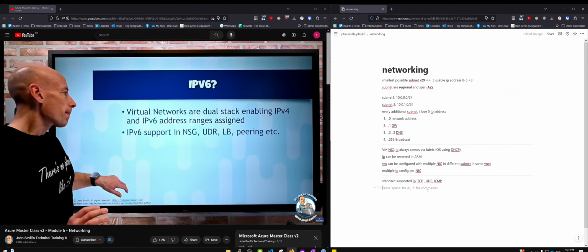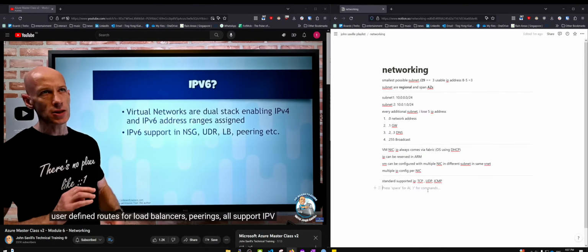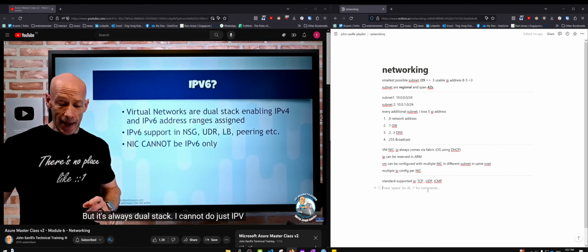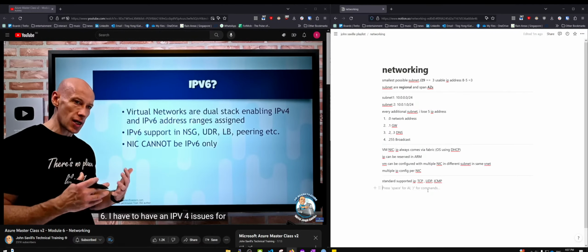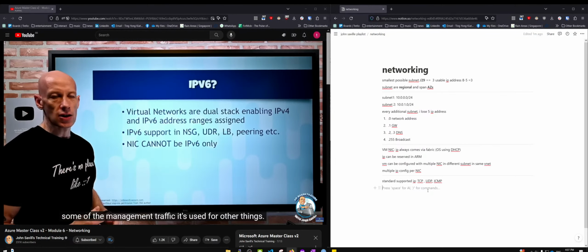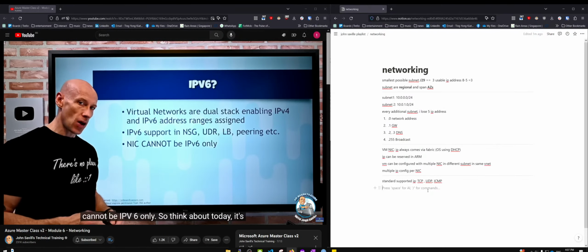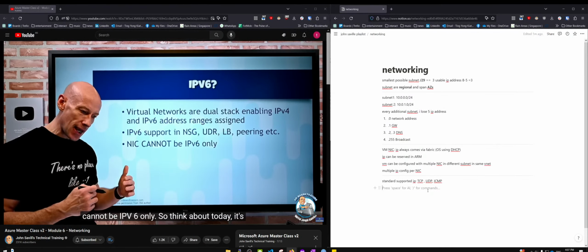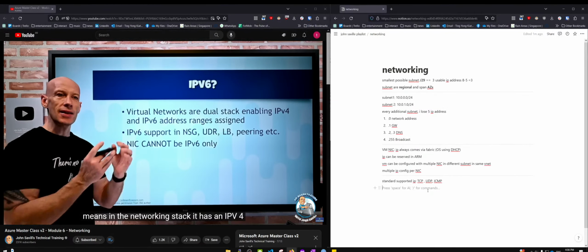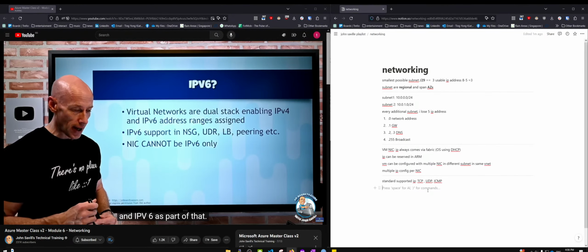Now, things like network security groups we're going to talk about, user-defined routes, load balancers, peerings all support IPv6. But it's always dual stack. I cannot do just IPv6. I have to have an IPv4. It's used for some of the management traffic. It's used for other things. I can add an IPv6 to my config. I cannot be IPv6 only. So think about today, it's always dual stack if I want IPv6. And dual stack means in the networking stack, it has an IPv4 and an IPv6 as part of that.